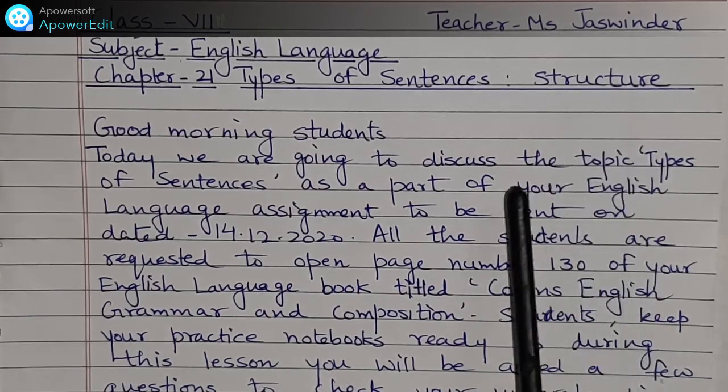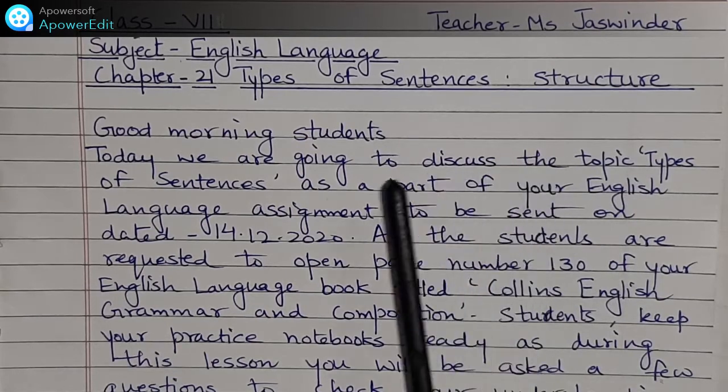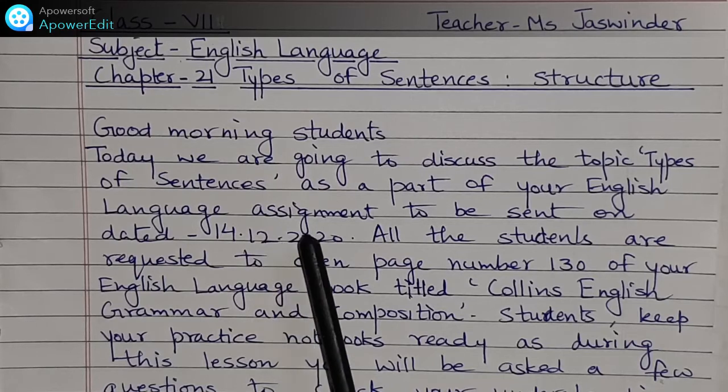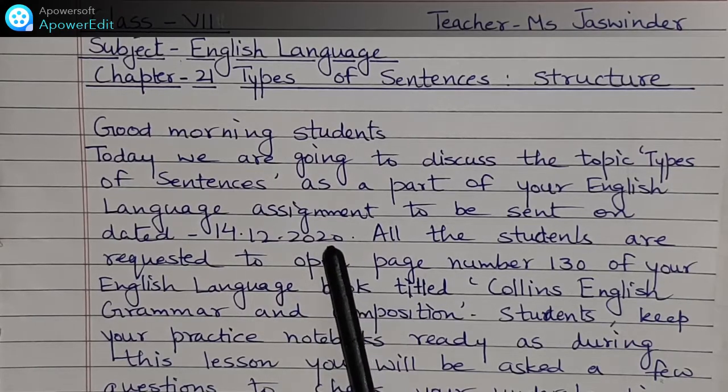Students, we have already done this topic on dated 14th December 2020.